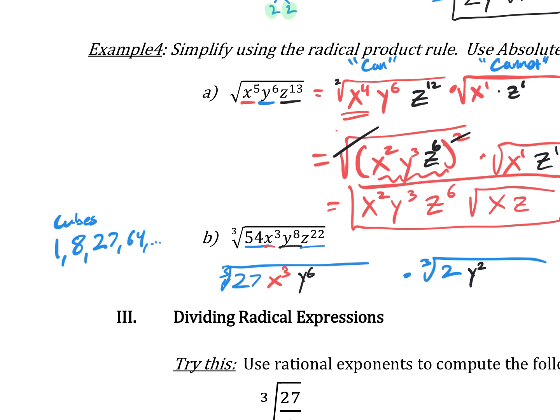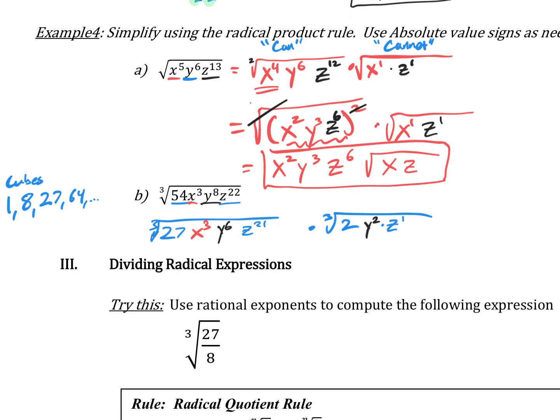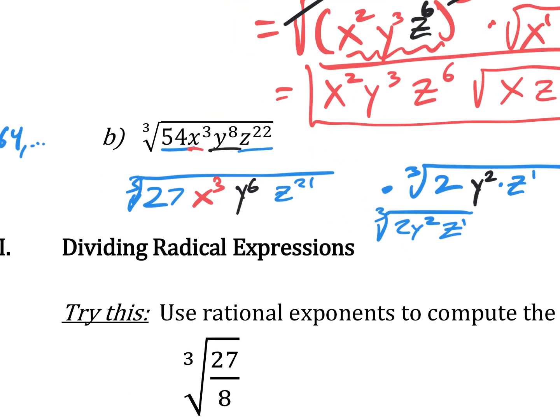And then we have z to the 22. Is 22 divisible by 3? Nope. The closest we can get is 21. So we have z to the 21. But we need to have 22 z's, so I need to have 1 extra z over there. 21 plus 1 is 22. All right. So what does that do for us? Well, we have our leftovers here that we can't deal with: 2y squared z to the first. Let's write that a little better. There it is. Okay. And then this we can write as the cube root.